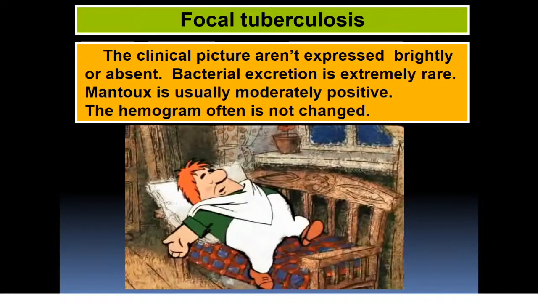And the clinical picture is not expressed brightly or is absent, because this form of TB is a local form and affects a small volume of the lungs. Bacterial excretion is extremely rare in this form, and the Mantoux test is usually moderately positive. The hemogram often is not changed. Hemogram as in healthy people, not changed.